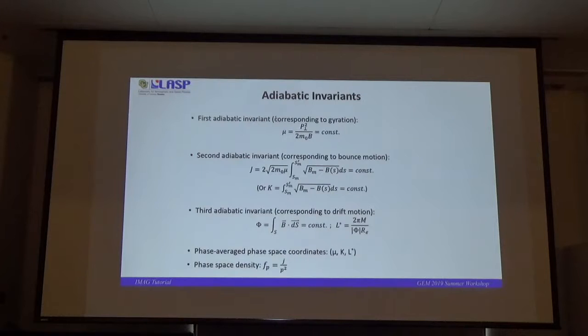Corresponding to the three different motions, we have three adiabatic invariants. The first adiabatic invariant, mu, corresponds to gyration. The second adiabatic invariant, sometimes we use J, sometimes we use K, corresponds to the bounce motion. And the third adiabatic invariant, mostly we use L star, corresponds to drift motion. With these three adiabatic invariants, we can constitute phase space coordinates, which are mu, K, and L star. Then we can calculate the phase space density by using the flux measurements divided by the particle's momentum squared.